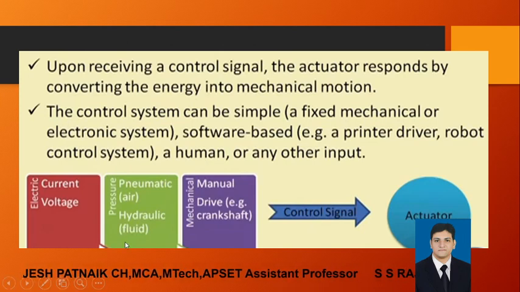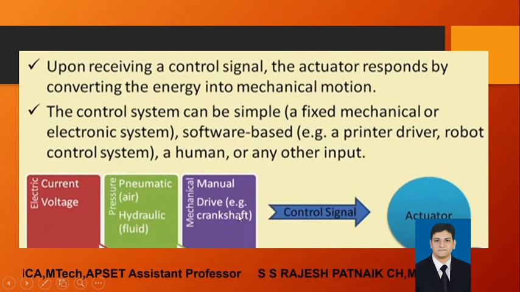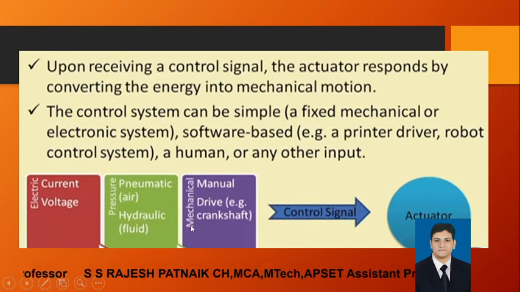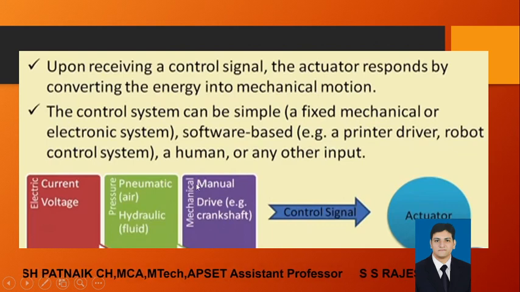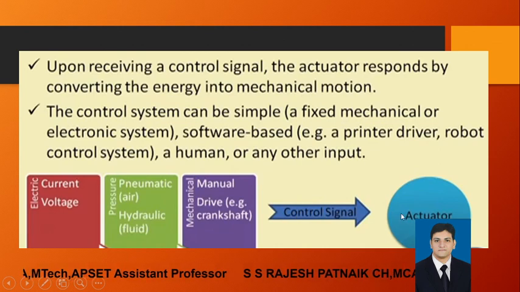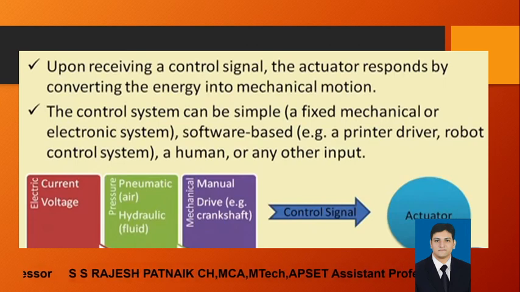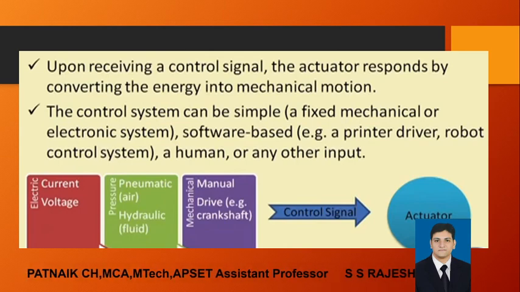Another type is manually driving a crankshaft. Okay, an example is a crankshaft, I will tell you the example for that. So manual drive means mechanical also. So mechanical energy: the sensors or the actuator will use the mechanical control signal energy, and it transfers to the actuator and it performs a particular task. So here there are three different types of energy sources. That means we can say that is a control system.